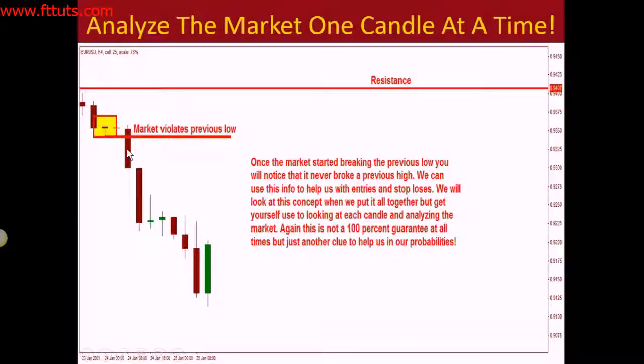Once the market starts breaking the previous low, you'll notice that it never broke a previous high again for a while. We can use this info to help us with entries and stop losses. We'll look at this concept when we put it all together, but get yourself used to looking at each candle and analyzing the market. Again, this is not a 100% guarantee at all times, but just another clue to help us with our probabilities.